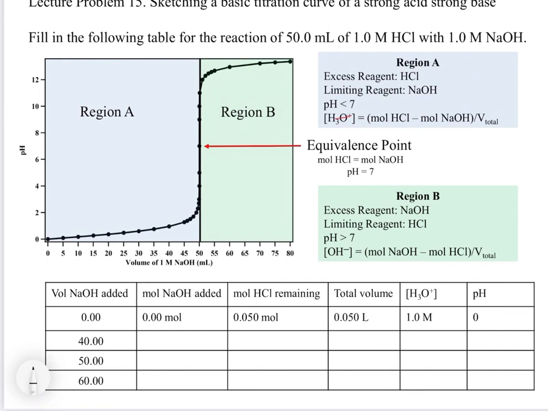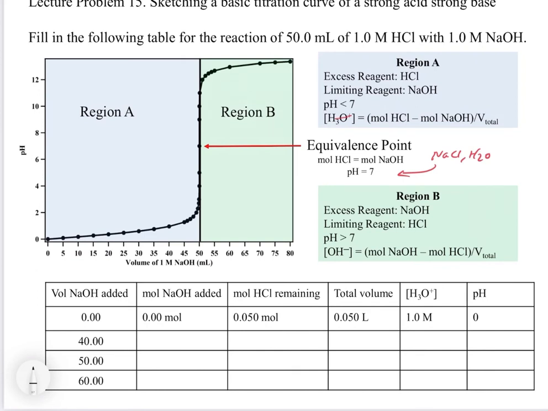Then we reach our equivalence point, and at this point we have moles of HCl equal to moles of NaOH. So our solution is going to contain just NaCl and H2O, and therefore the pH is going to be 7. And then we talked about what happens when we get past that equivalence point, to the region where the NaOH becomes an excess, and so our pH is going to be greater than 7. So let's look at some calculations here.